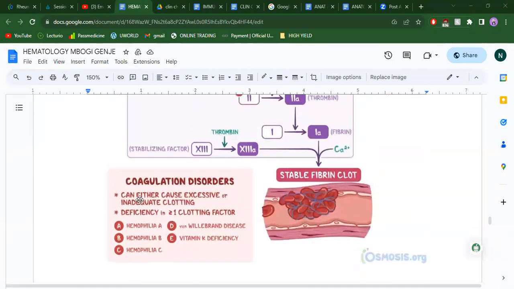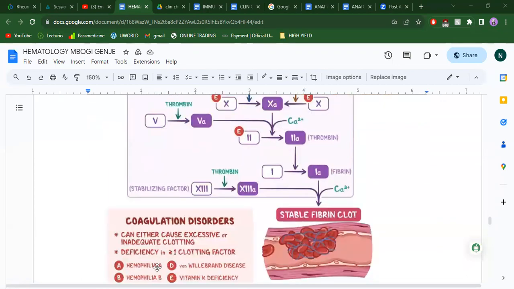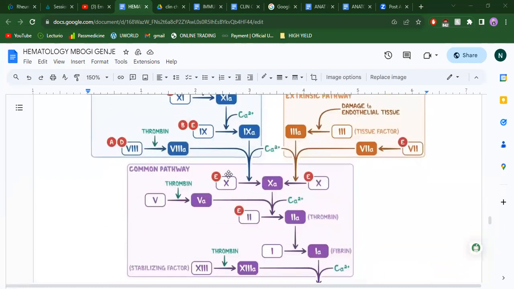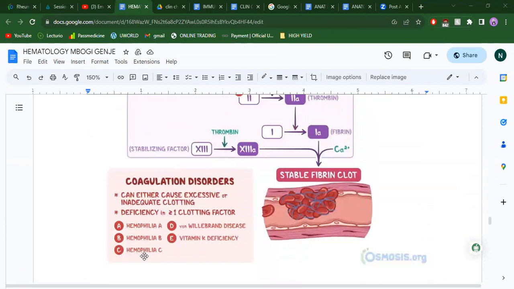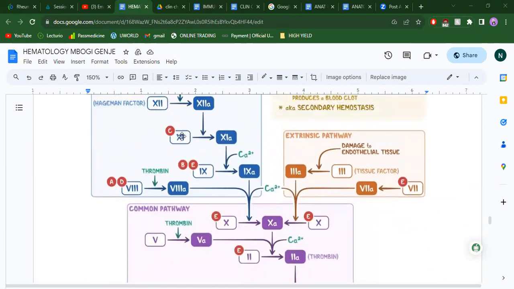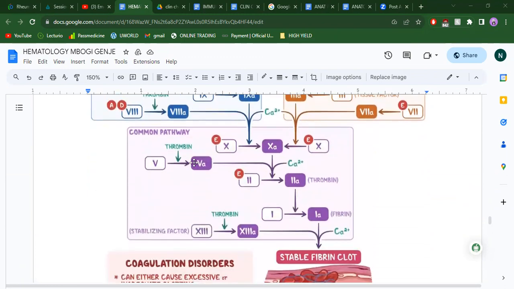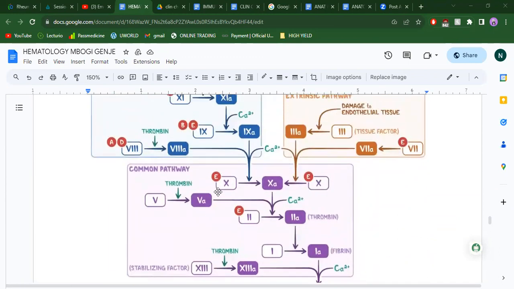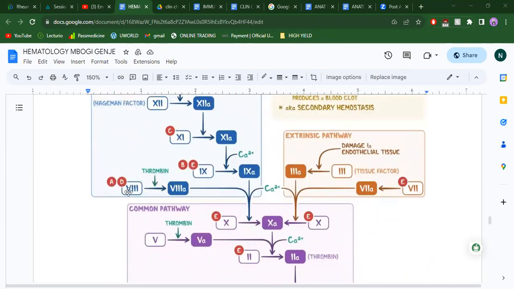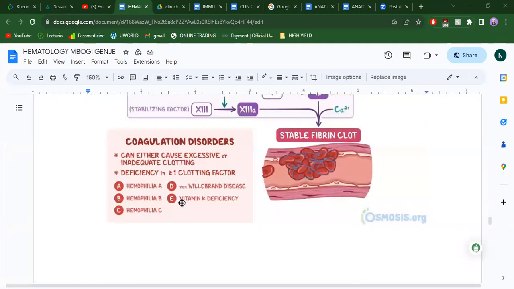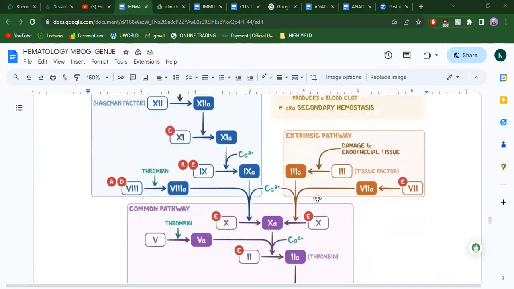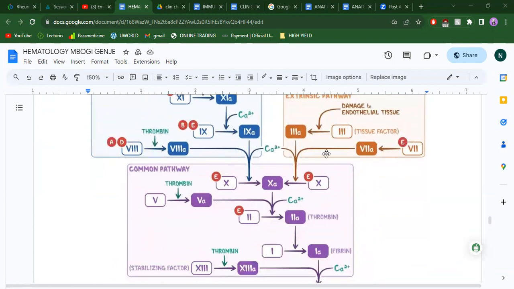Coagulation disorders can cause either excessive or inadequate clotting, from deficiency in one or more than one clotting factor. A, factor 8 is hemophilia A, that one we knew. B, factor 9. C, hemophilia C, factor 11. And then von Willebrand's disease, D, factor 8. Remember, factor 8 binds to von Willebrand's. And then vitamin K deficiency, the vitamin K dependent factors, which we know are 2, 7, 9, and 10.